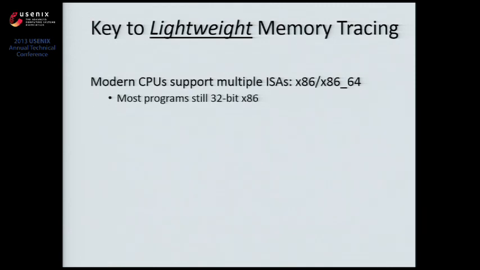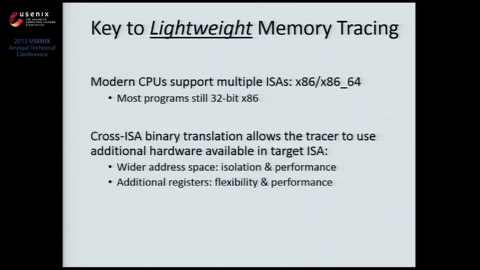And I guess it's safe to assume that many programs will be content, even in the future, to run as 32-bit applications. And if you look at the current systems, most applications run on just 32-bit code. So we envision using cross-ISA binary translation that allows the tracer, the tracing infrastructure, to use the additional hardware that is available in the larger target ISA. On one hand, we have a wider address space to store all our additional tracking and tracing infrastructure in. And we also have additional registers that enable us to use simpler translation techniques and faster binary translation on top of it.